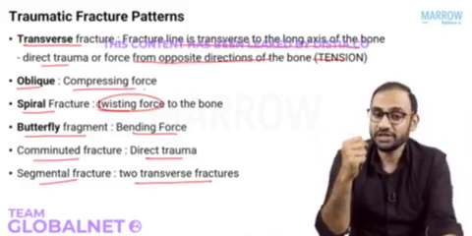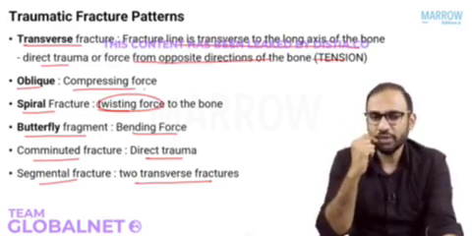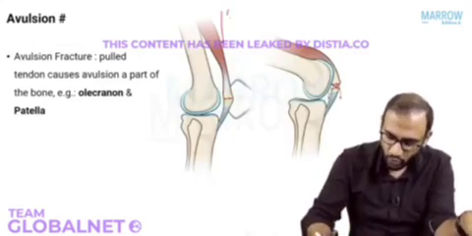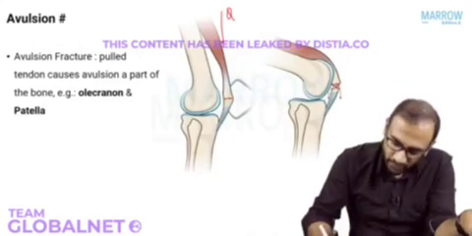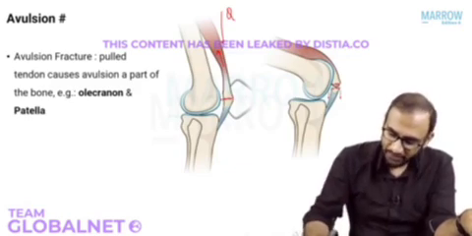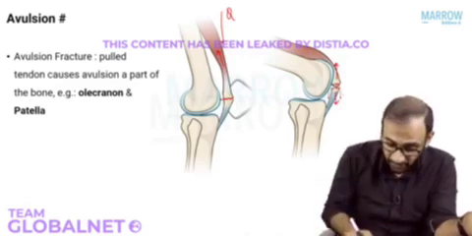Now this typically occurs on bones which have strong muscular attachments. One very common example is patella. So look at this. Patella has quadriceps attachment. And when this quadriceps pulls, it will cause transverse fracture of the patella and the fragments move away. This is avulsion fracture. Another example is olecranon.